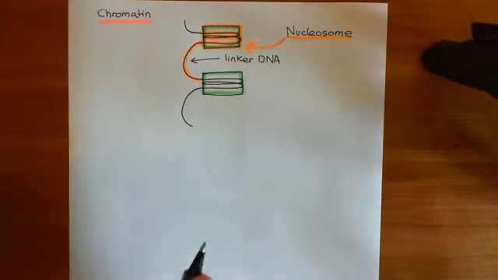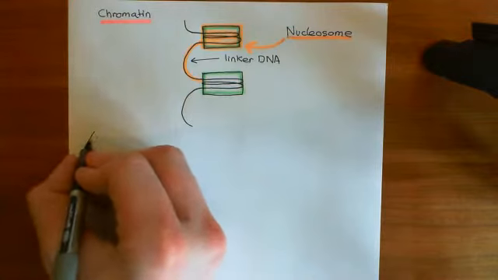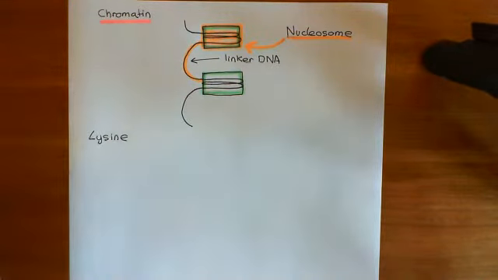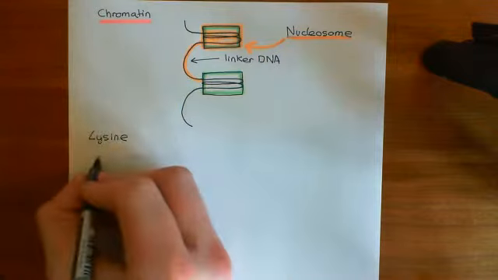Specifically, there are two groups that are going to be important for our discussion, which you can add onto lysine residues within histone proteins. So I'm just going to discuss the structure of lysine, and then we'll discuss these groups that can be added onto lysine residues within histone proteins.